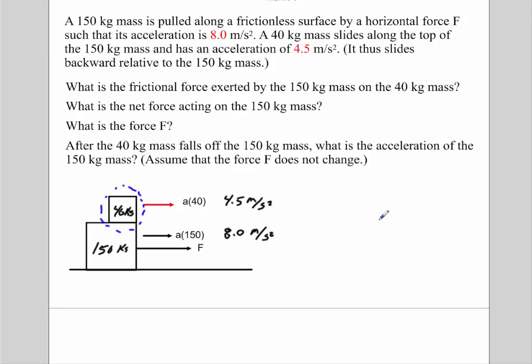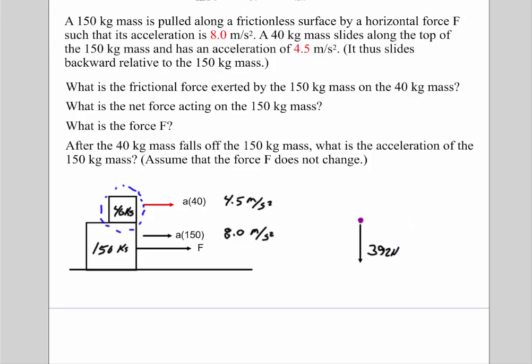To do that, we come over here. We'll do a single point. I will draw a vector coming down, the force of gravity, and we will take 40 times 9.8, and that will give us 392 newtons. And that would be the force of gravity.